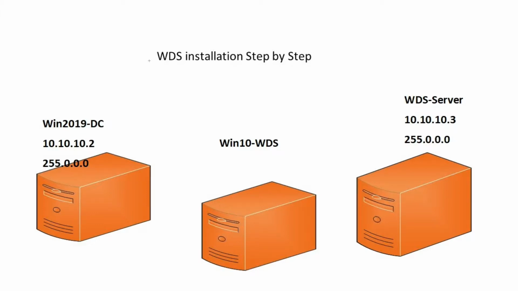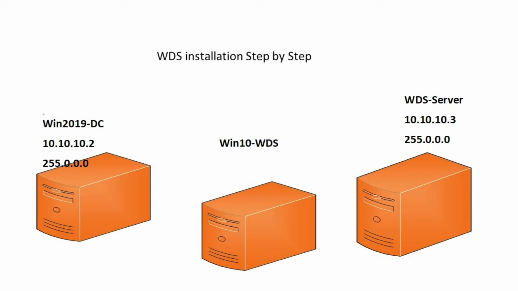The basic requirement is we need a computer with DHCP installed and configured, and a server with the WDS role installed, and a client machine with PXE boot enabled, and an image for Windows 10, Windows 8, or Windows 7, whichever operating system we need to install. We need a boot image for that, and the installation media also.